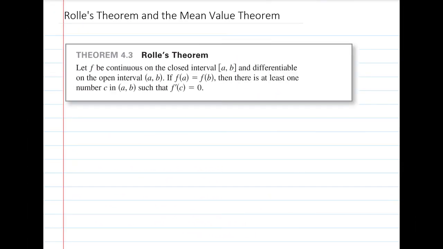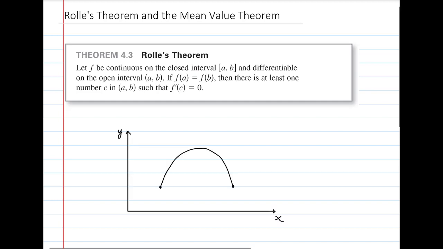So here we have Rolle's theorem. It says let f be continuous on a closed interval a to b. Notice how this condition must be met before we can use the theorem. And differentiable on the open interval a to b. If f of a is equal to f of b, then there is at least one number c in the interval a to b such that the derivative of f at c is equal to 0.